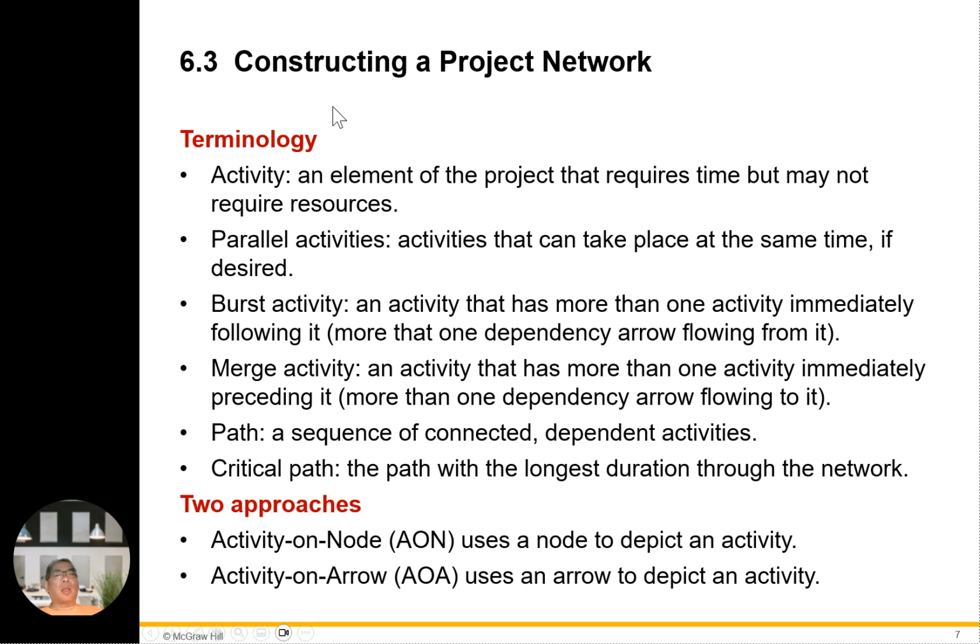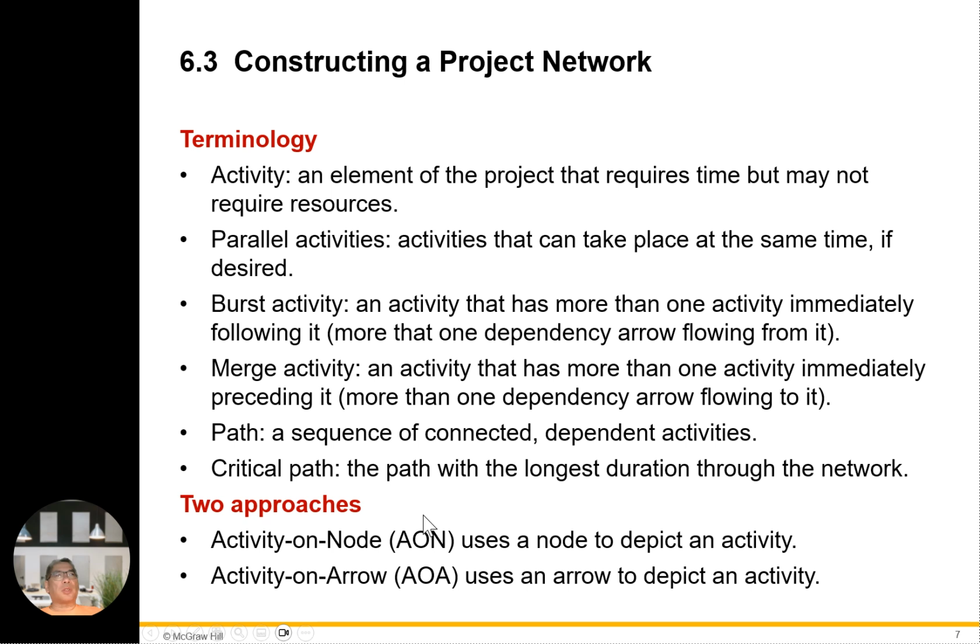And then number 3, constructing a project network. Terminology: an activity is an element of the project that requires time but may not require resources. Parallel activities are activities that can take place at the same time. Burst activity is an activity that has more than one activity immediately following it. Merge activity is an activity that has more than one activity immediately preceding it, more than one dependency flowing into it. That's the key word, merge activity, okay? A path is a sequence of connected, dependent activities. The critical path is the longest duration path through the network.